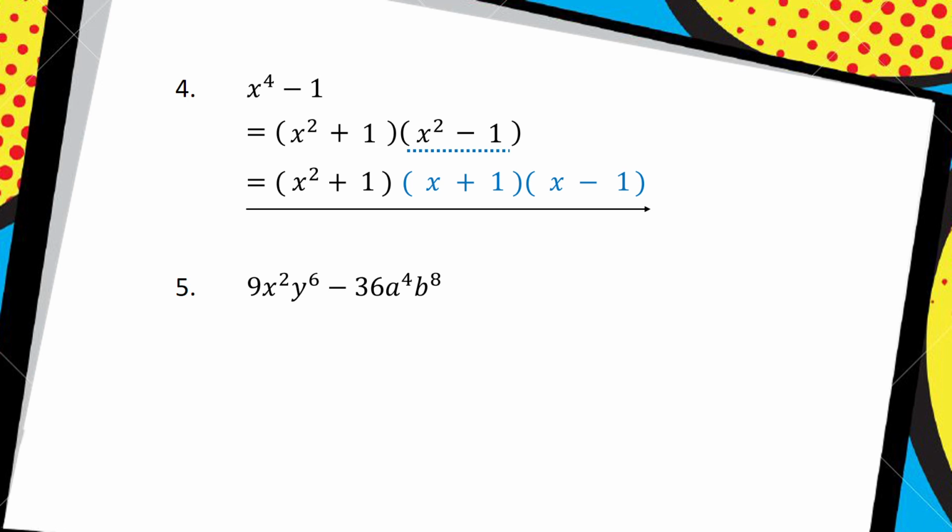Okay, and then number 5, everything's perfect square there. All my exponents are even. So I'm going to open up my two brackets. I'm going to square root the first thing. So the square root of 9 is 3. The square root of x squared is x. The square root of y to the power of 6 is y to the power of 3, because you half your exponents. Then I'm going to do the same thing for 36. So square root of 36 is 6. Square root of a to the power of 4 is a to the power of 2. And then the square root of b to the power of 8 is b to the power of 4. Okay, and I don't have any like terms, so that's it.